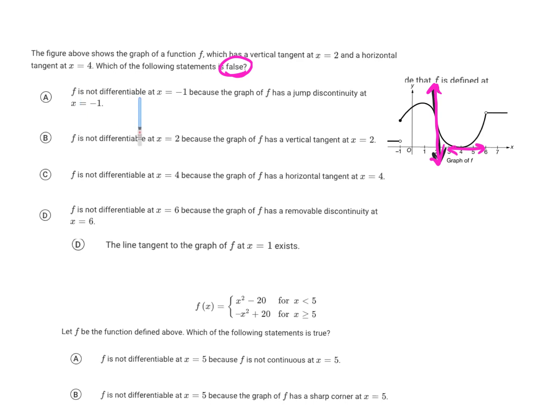Is my function not differentiable at -1? It's true, because we have a jump discontinuity. I agree, that is true. My function is not differentiable at 2 because we have a vertical tangent. That's also true. Brady, you're saying C, not differentiable at 4 because we have a horizontal tangent. What's my slope there? 0. Yeah, that's okay. Slope is 0, and that's okay, so that's false. Do we agree it is not differentiable at 6 because we have a hole there? Removable discontinuity. Very good.